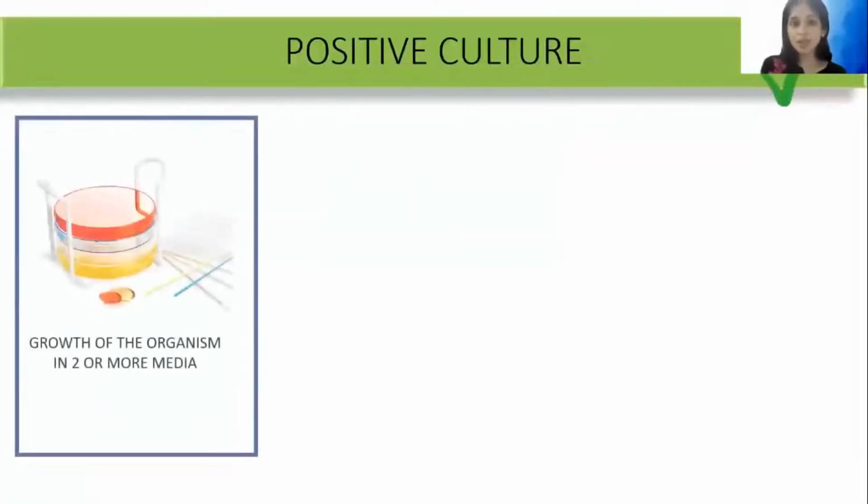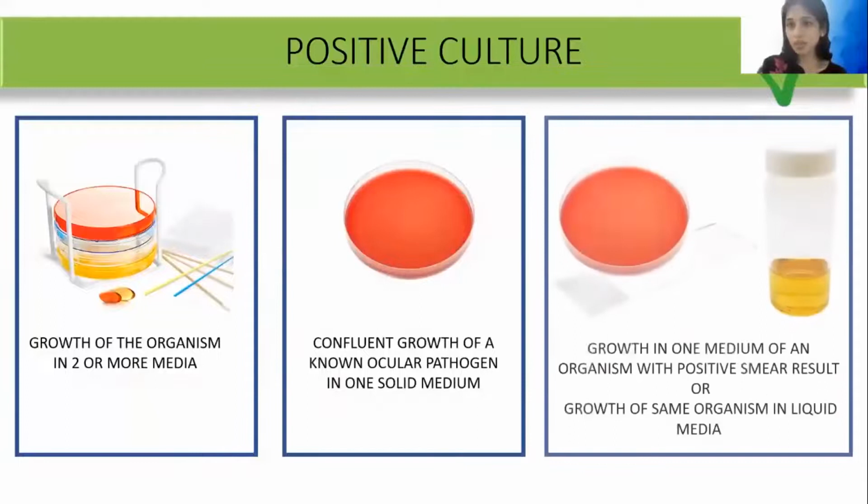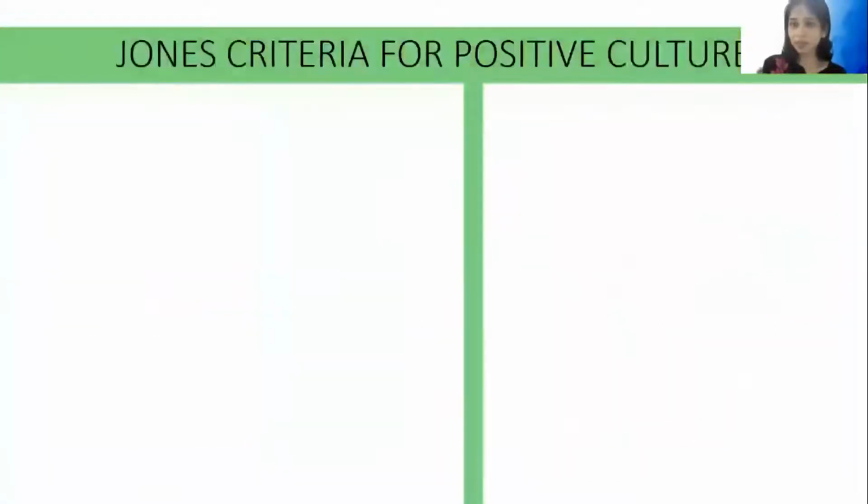So when do you call the culture positive? You call it positive when there is growth of the organism in 2 or more media, or if there is confluent growth of a known ocular pathogen in one solid medium, or if there is growth in one medium of an organism with a positive smear, or growth of the same organism in liquid medium.